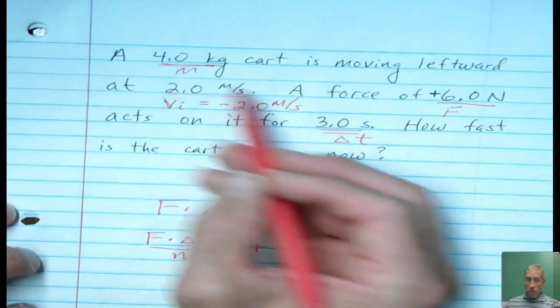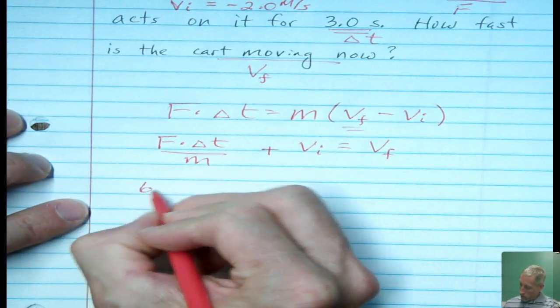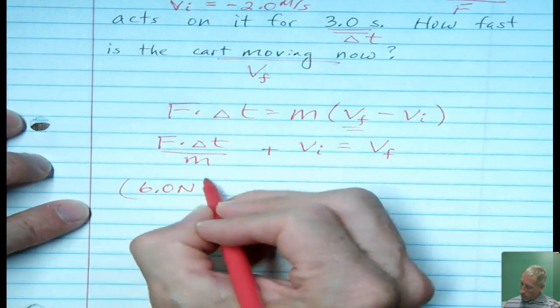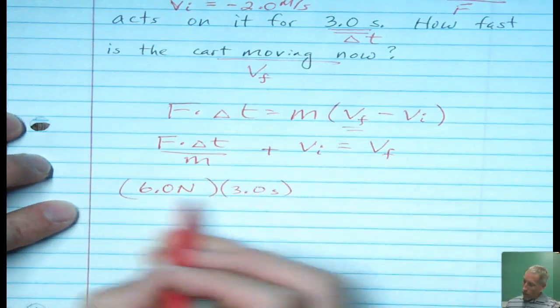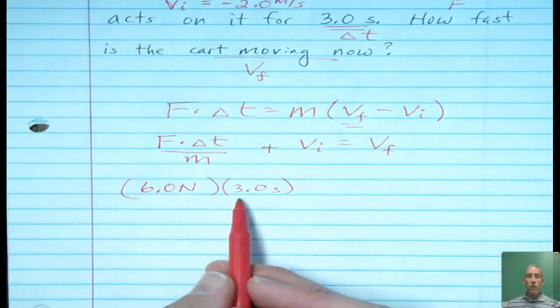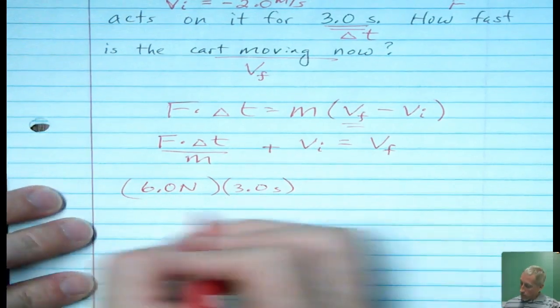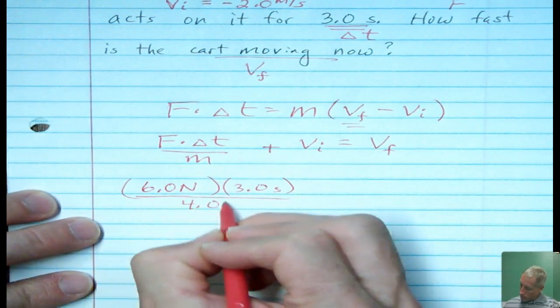Now I'm going to go up to the description of the problem and plug my numbers in. So we have a 6 Newton force, and that's a positive, so I'll just leave the sign off of it. Multiplying it by the amount of time that it lasts. So that quantity right there that I've just written, 6 times 3, that's 18 Newton seconds worth of impulse.